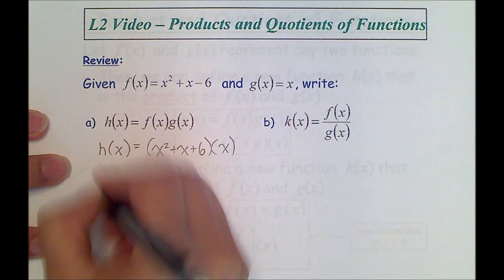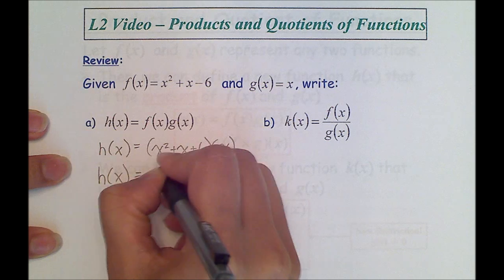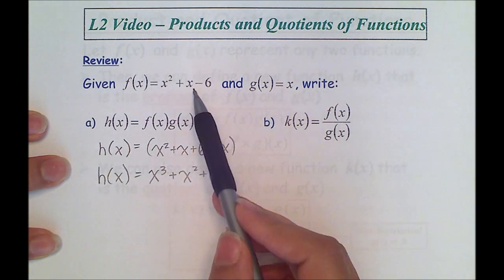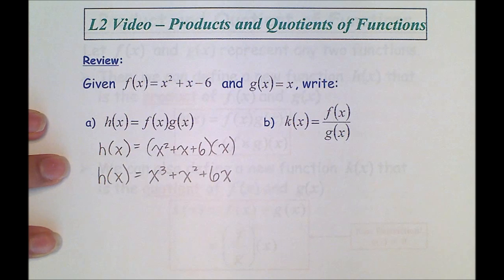And if I simplify this, what I end up with is a cubic function. So I get x cubed plus x squared minus 6x. Okay, so the product of a quadratic and linear function ends up being a cubic function.